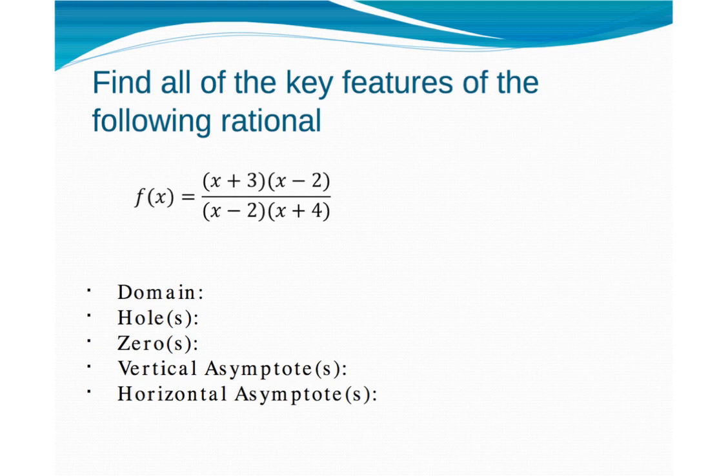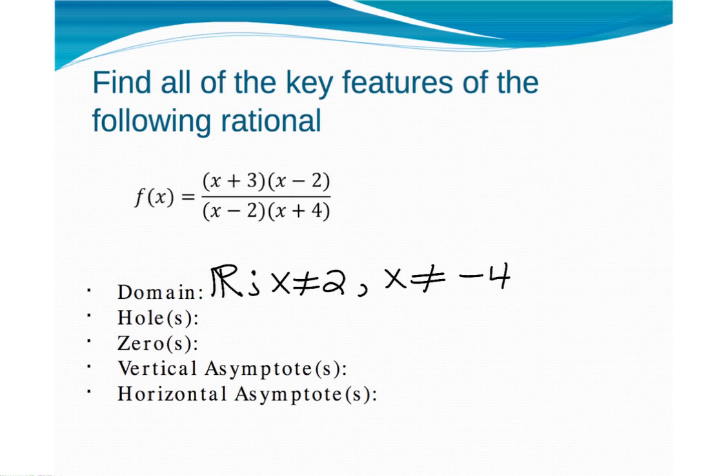So we want to find all the key features of this rational. Luckily, it's already given to us in factored form, saves us a step. So starting with our domain, remember, domain denominator. We always start off with all real numbers, and then we want to think, what is our exception? And here our exception is that x cannot equal 2, because if I plug in 2, I get a 0 in the denominator. Which means x also cannot equal -4, because if I plug that in, I also get a 0, which gives me an undefined answer, which we know we can't have.